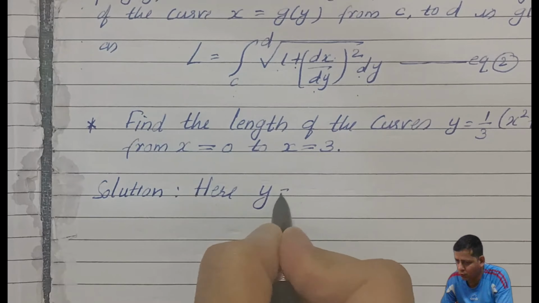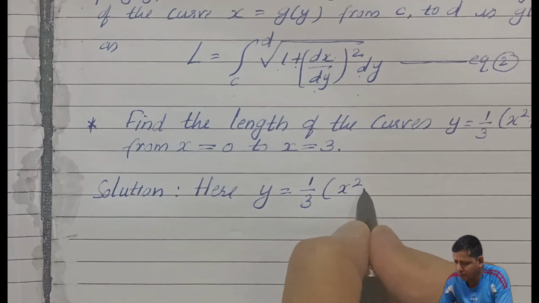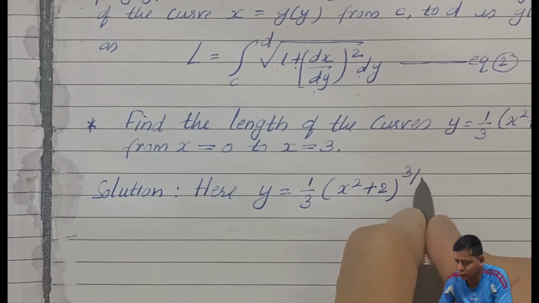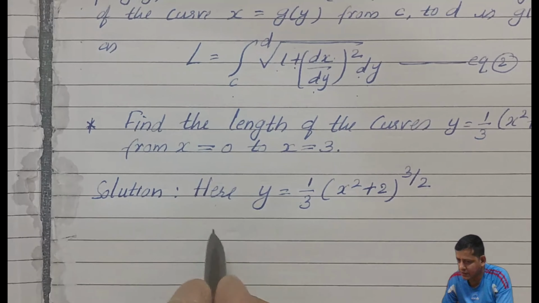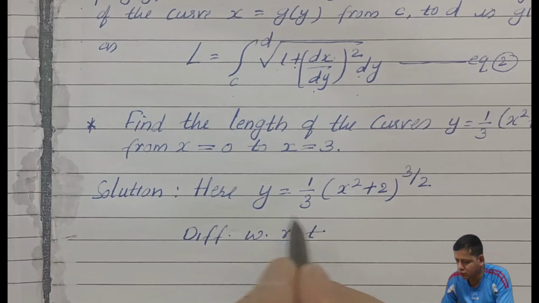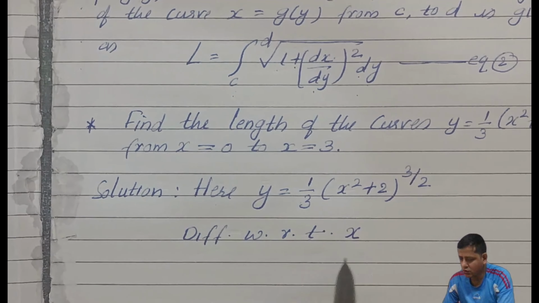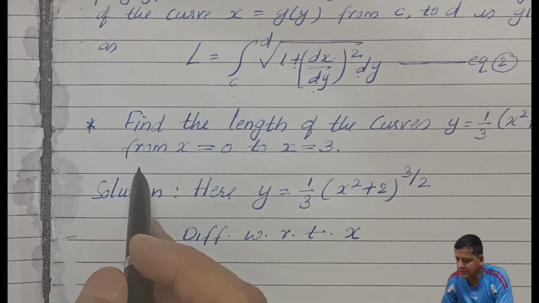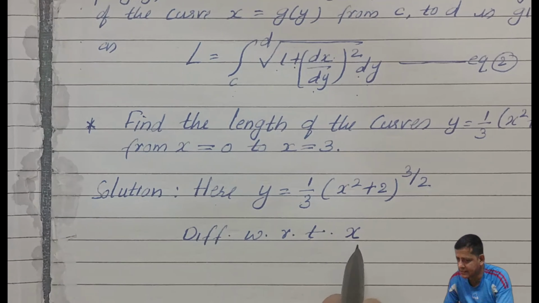So here y = (1/3)(x squared plus 2) to the power of 3/2. Because y is given, we have to differentiate with respect to x. Always remember, if the value of y is given and x is given, like from where to where, then you can go for differentiation with respect to x.